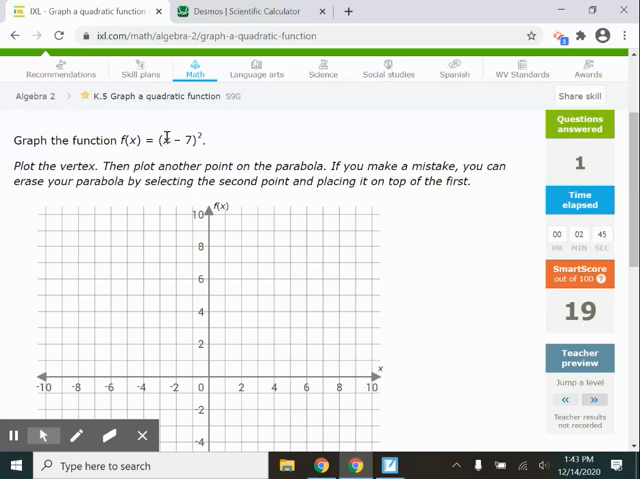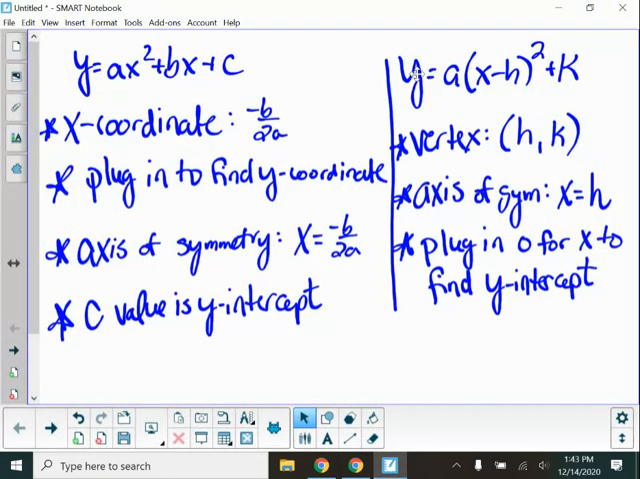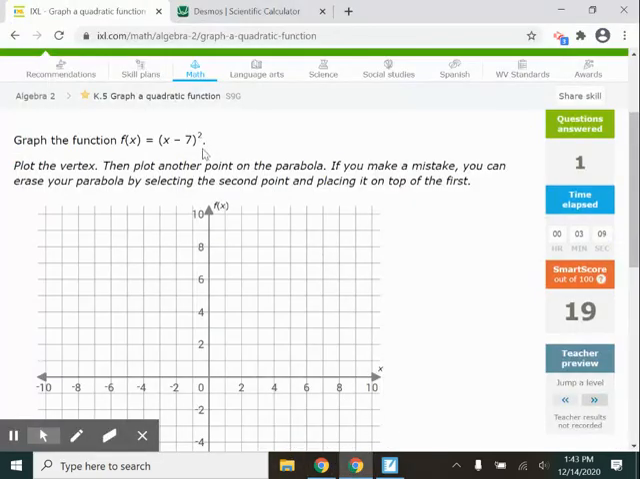You don't have to use negative b over 2a for this one, because if you recall from what we copied down, it's in this format here where your vertex is your h and k, rather than you having to use the negative b over 2a formula. So since this one is in vertex form, I can just pick out the vertex h and k. h is the opposite of what's inside the parentheses, so h is going to be a positive 7. So my vertex, the x coordinate is a positive 7.